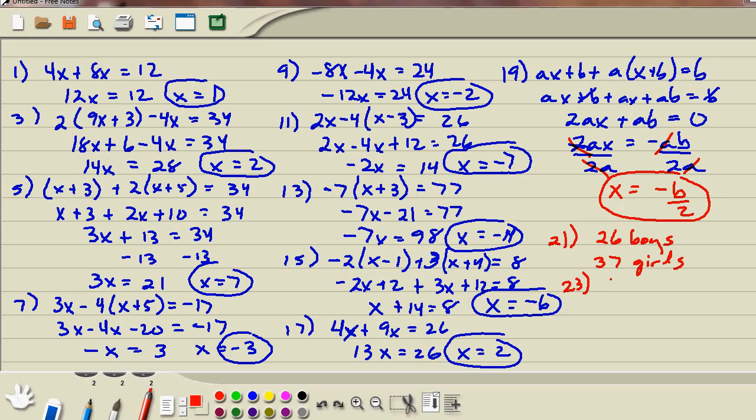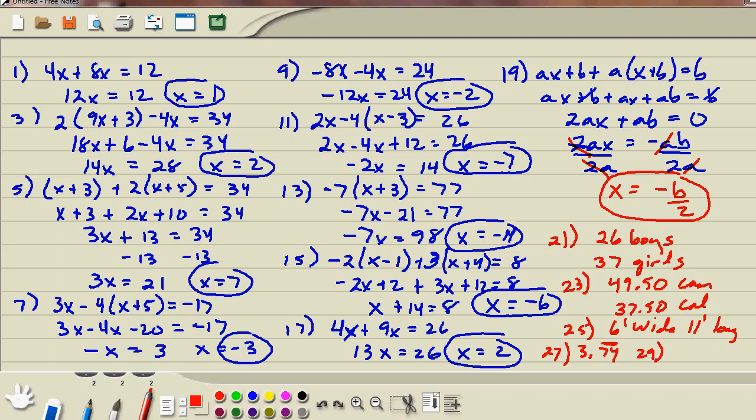For 23, I have 4950 for the camera and 3750 for the calculator. And in 25, I have 6 foot wide, 11 foot long. 27, you're supposed to convert it to decimal, and you should have got 3.74, and that's repeating. And 29, convert to a fraction, which will be 907 over 10. All right.